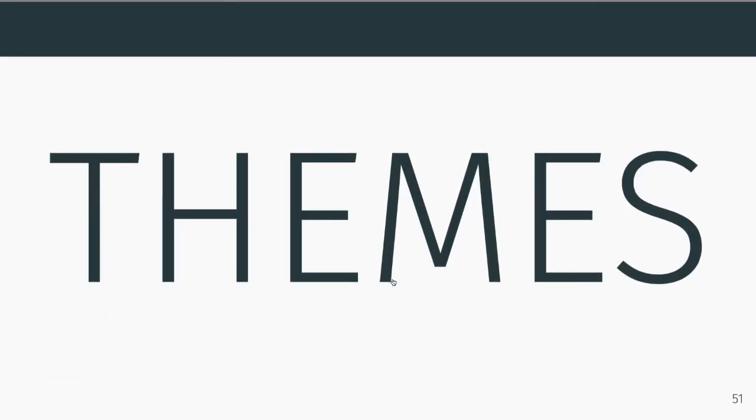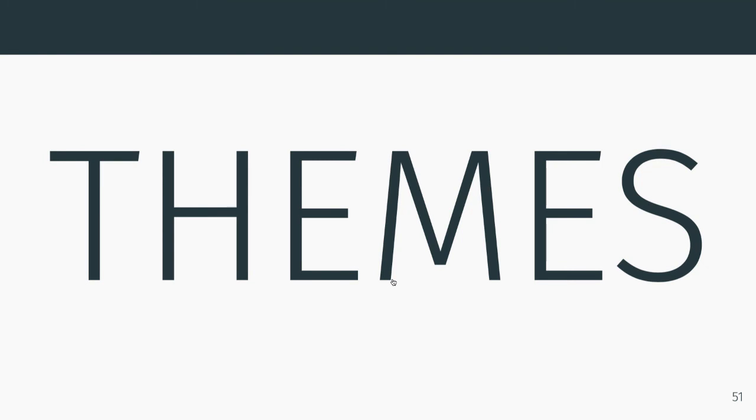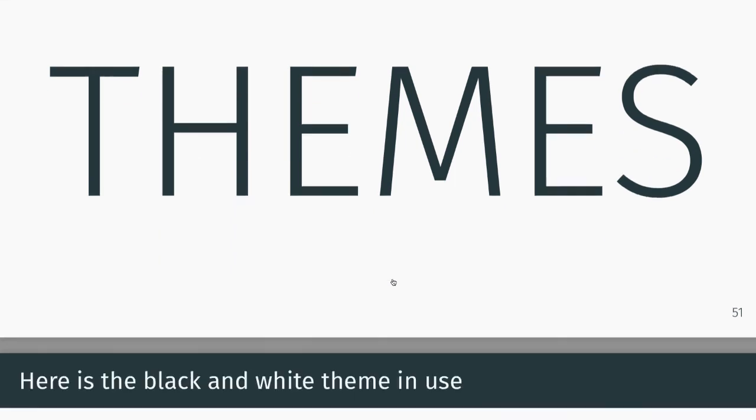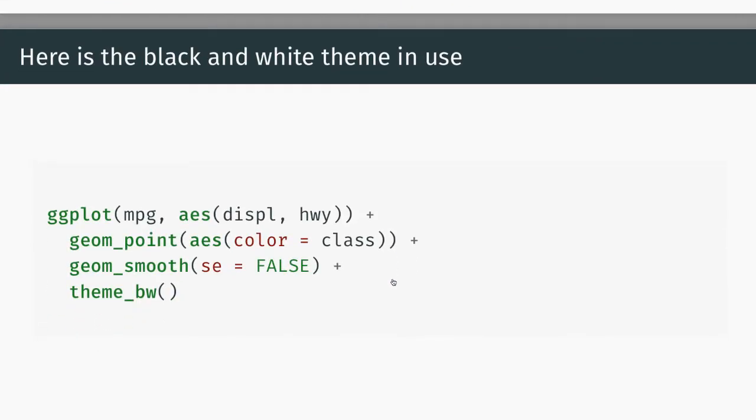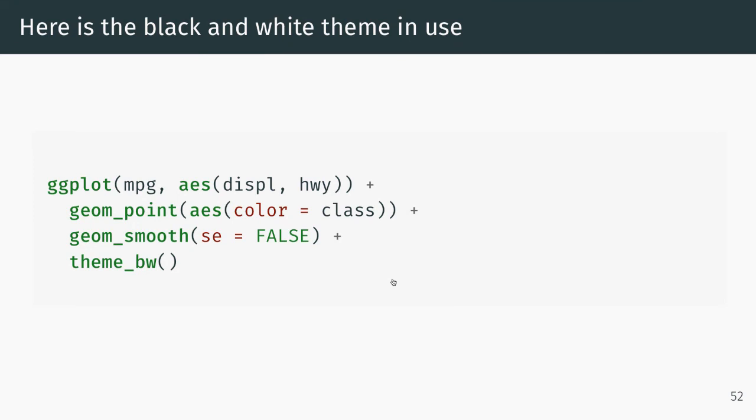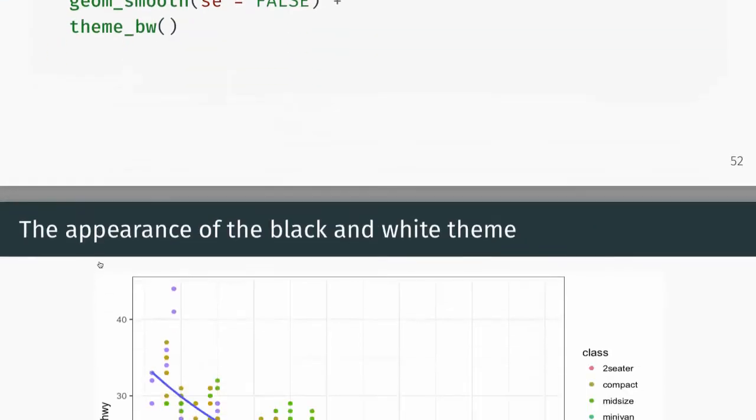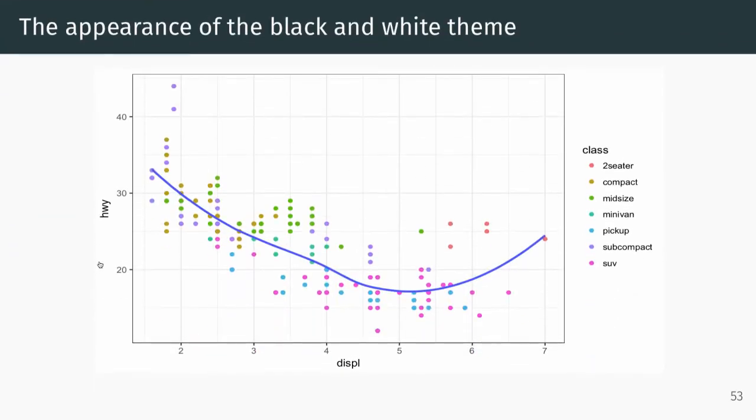All right, and then the last thing that we're going to talk about, and this isn't the last thing in the textbook, but the last thing that we're going to talk about in this chapter is themes. So there are built-in themes. We've been using the gray theme, which is the default theme, and there are 7 other themes, including the black and white theme. So here's what the black and white theme looks like. A little bit different from our theme that we've been using, which has a gray background and white lines.